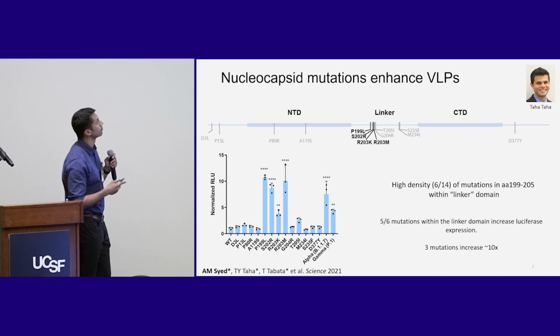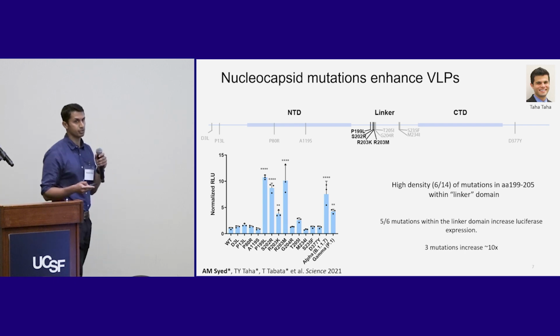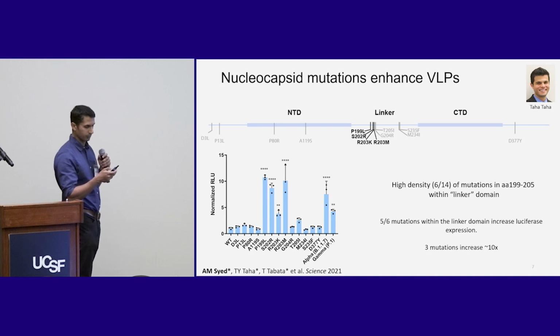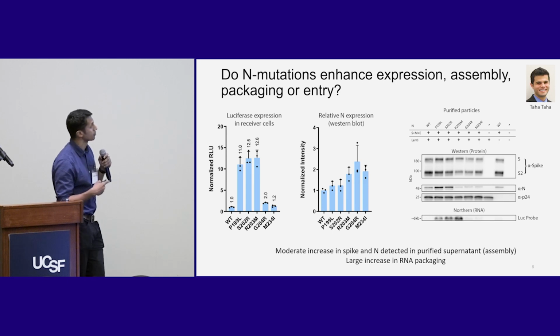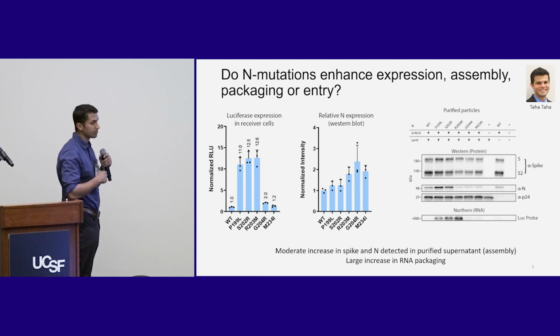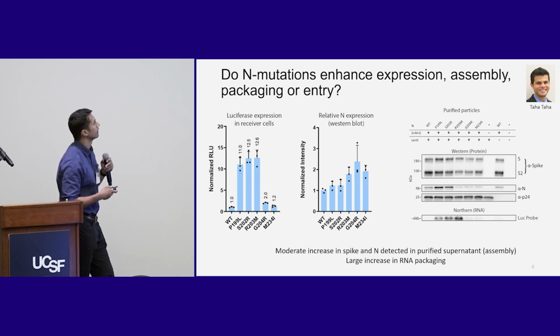And not only that, when we created those mutations in virus-like particles, we found that the virus-like particles were 10 times more efficient at packaging and delivering luciferase. So we characterized this thoroughly. What we found was basically that these mutations don't increase the amount of particles that are produced, but they increase the efficiency of RNA being packaged and delivered within these particles. So potentially, without these mutations, the same number of particles are produced, but many of them are empty or hollow, and then with the mutations, they're better at capturing the specific RNA.